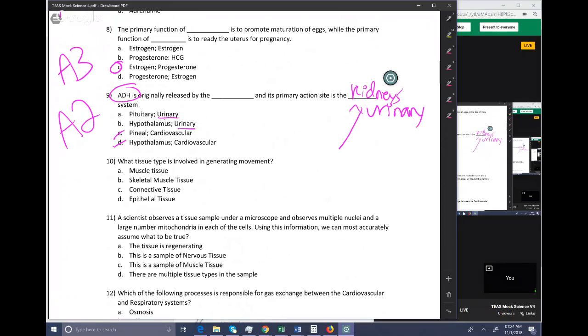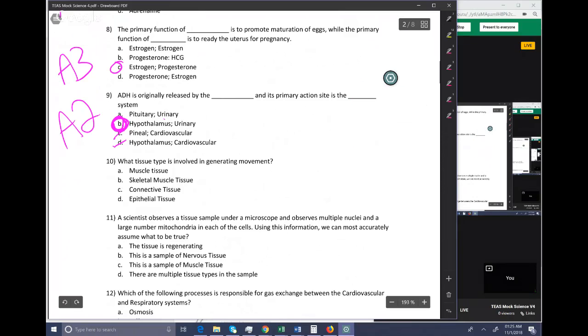So the question is, does ADH originally come from the pituitary, or does it originally come from the hypothalamus? And the answer to that is it's one of the 2 hormones that comes originally from the hypothalamus. So that would be B.